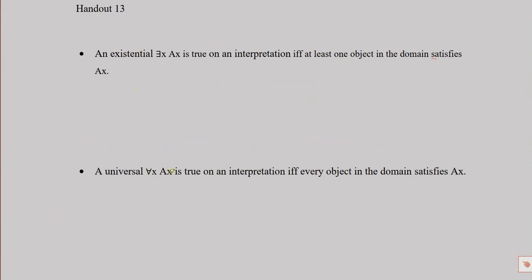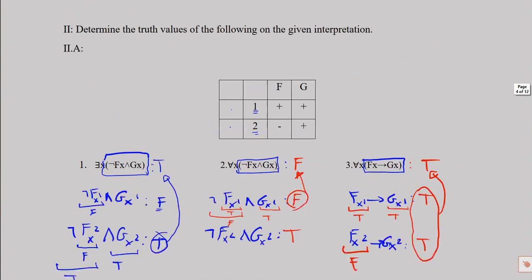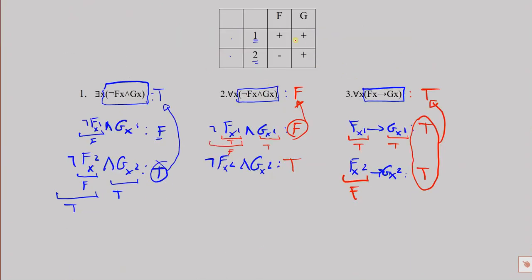Then we say that a universal, for all x Ax, is true on an interpretation if and only if every object in the domain satisfies Ax, right? So going back, look at sentence 3. Here Ax is this whole thing in the box, right? And the universal is true because every object in the domain satisfies the thing in the box. Object 1 does and object 2 does. So the universal is true. But in sentence 2, there is one object that doesn't satisfy the thing in the box, namely object 1. So the universal is not going to be true.